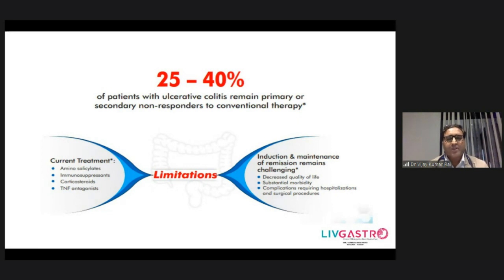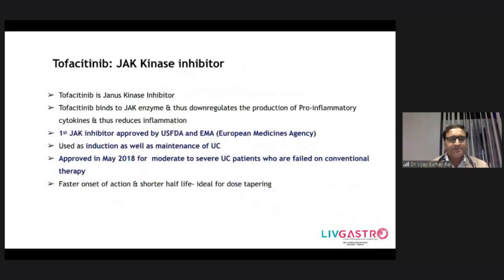They are not meeting the need. They are not giving a good quality of life to the patients. So there is a gap for the therapy, and that's why research is going on to find out what other options we can add in the treatment of ulcerative colitis, and one of these is the JAK inhibitors.